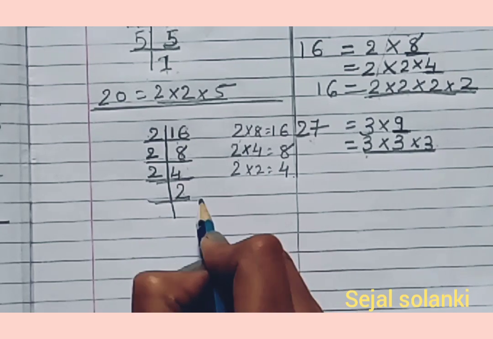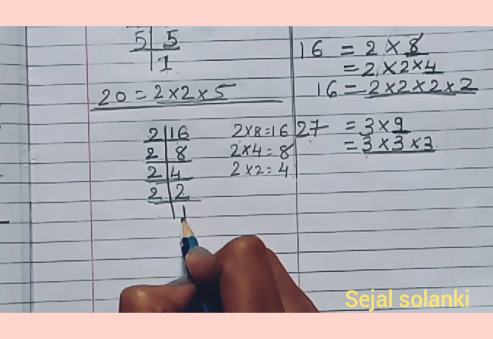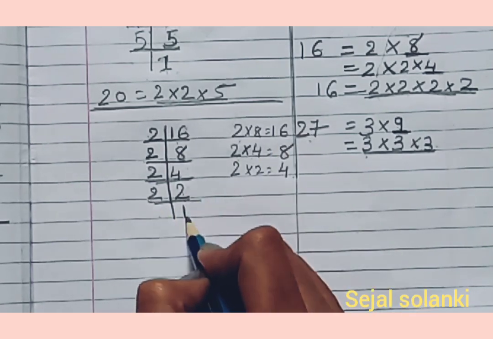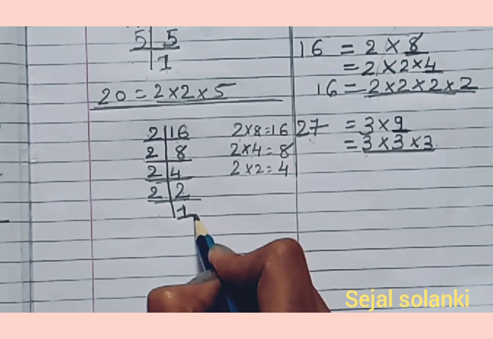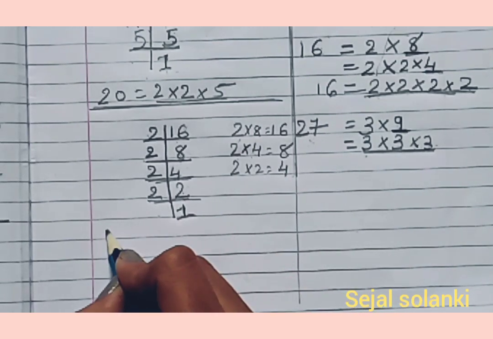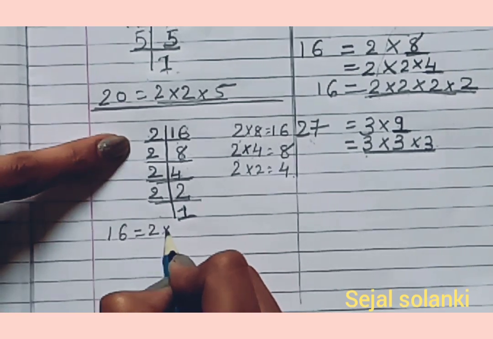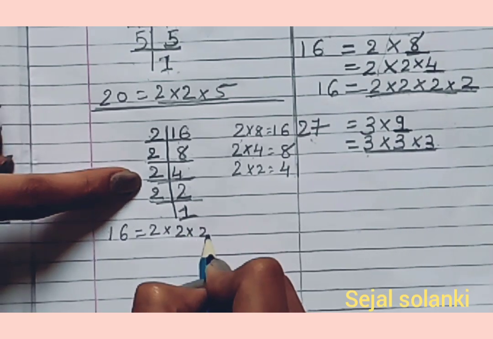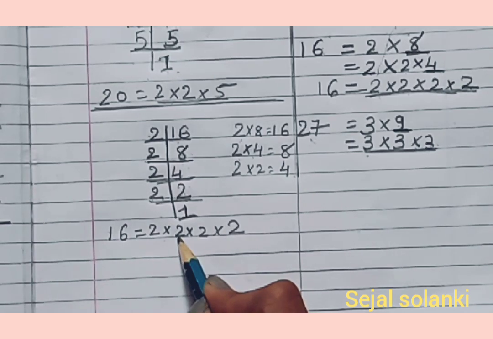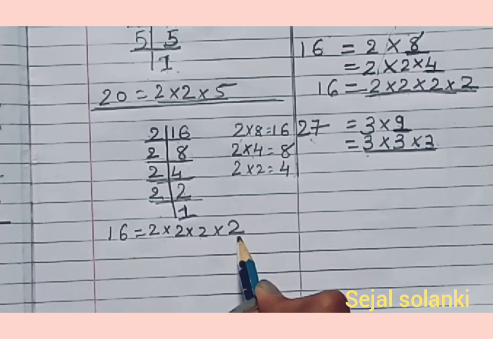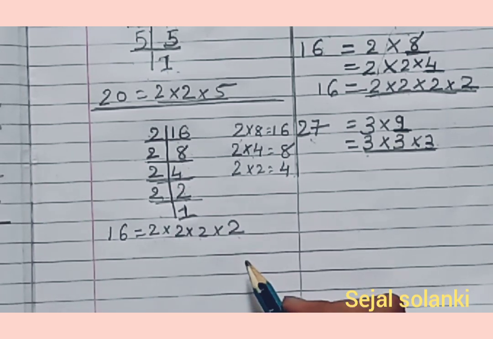So what will we do? 2 2s are 4... sorry, 2 1s are 2. So now at last we reach here. 1 we got. So we will stop here and we will write the prime factors of 16: 2 multiply by 2 multiply by 2 multiply by 2. So 2 into 2 is 4, 4 into 2 is 8, 8 into 2 is 16. So these are the prime factors of 16.